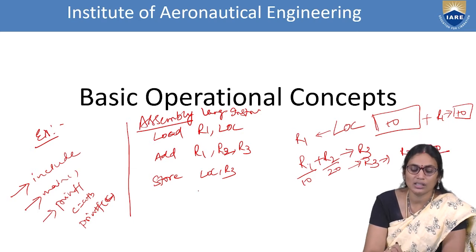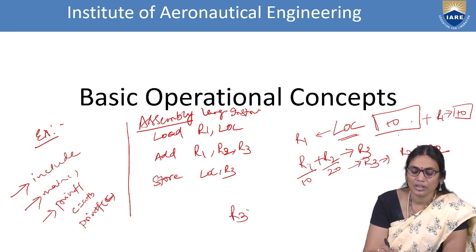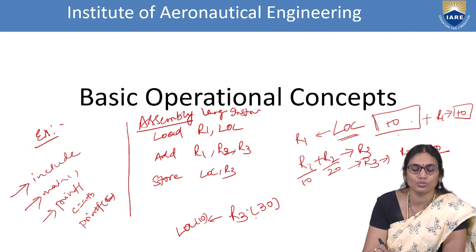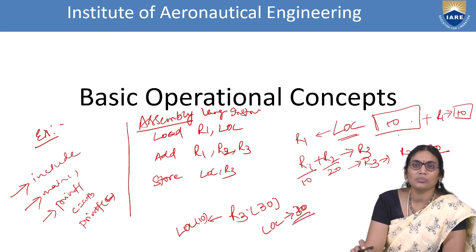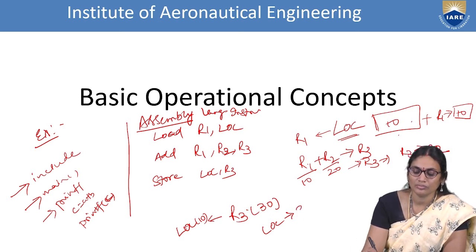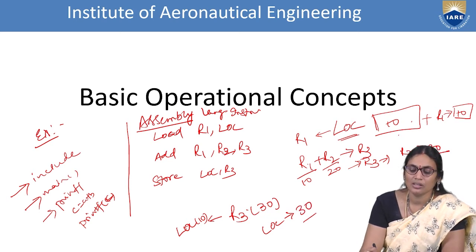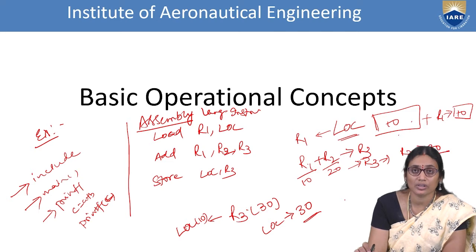Now what is the third instruction? The third instruction we have is store LOC comma R3. What happens? Already we have a LOC with a value of 10. Now we need to store R3 into LOC. R3 is holding the value of 30, LOC is holding the value of 10. Now this is overwritten with the new value. LOC will become the new value of 30. So this is the way we organize the operations of the instructions.